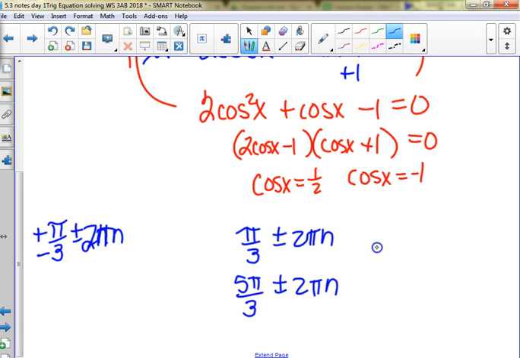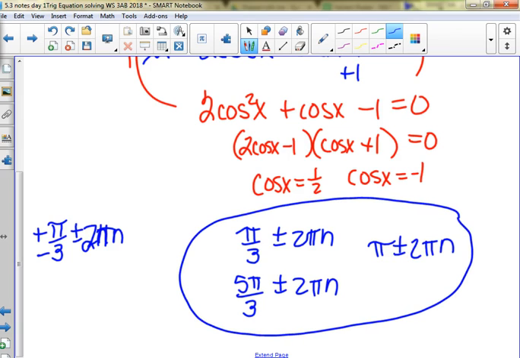What about cosine is -1? That only happens where? Pi plus or minus 2 pi, right? Doesn't happen straight across from it. You got to go all the way around again. Yeah, I don't know. You need to write the n. Okay. We're good?